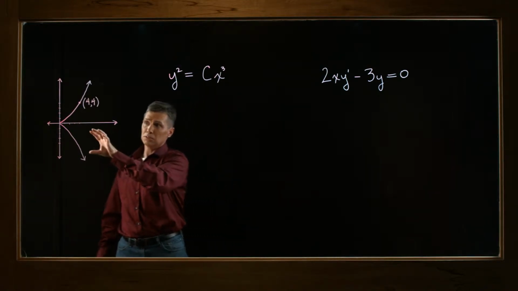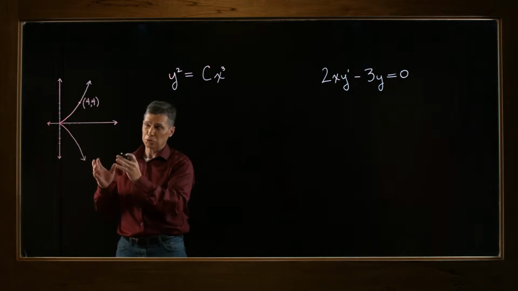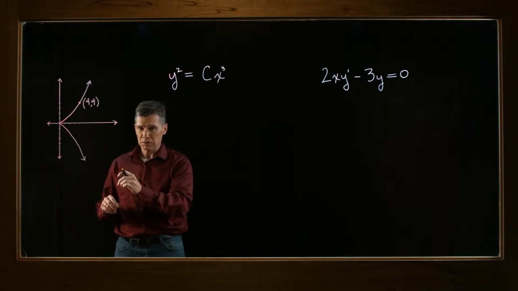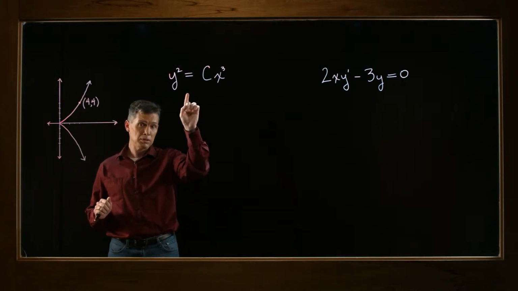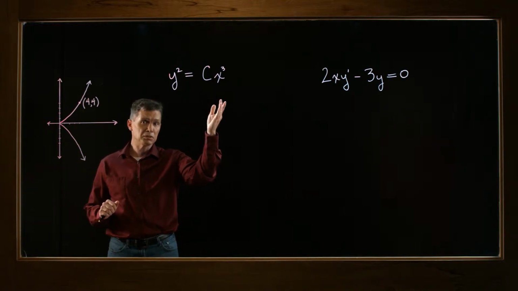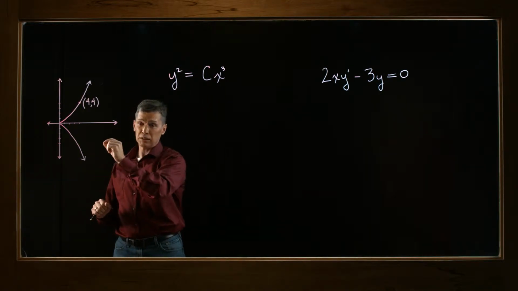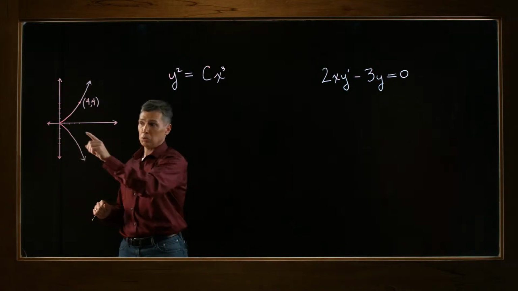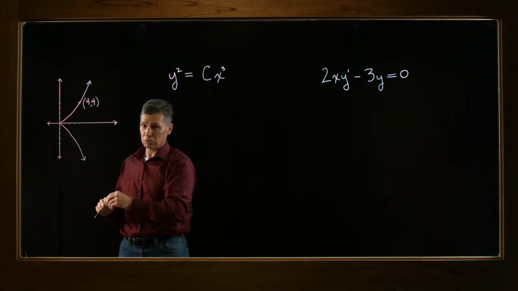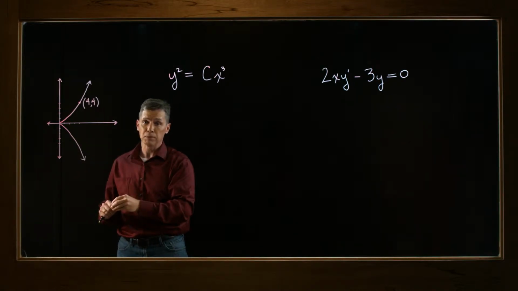In the book, they've drawn several of these curves, and I've only drawn one for you. But each of the different curves would be this same equation, but with different values of c. We're asked to find what value of c will yield this graph that passes through the point (4, 4).